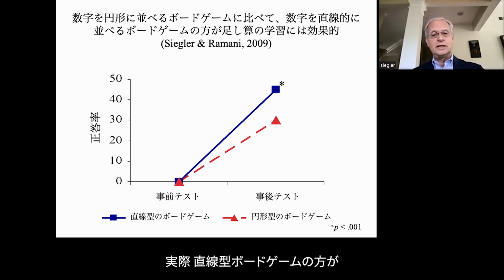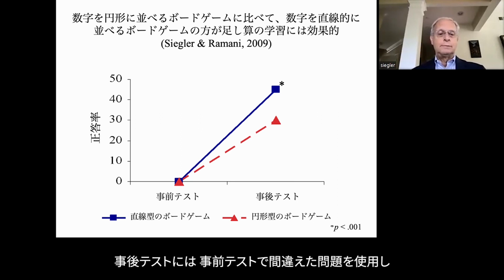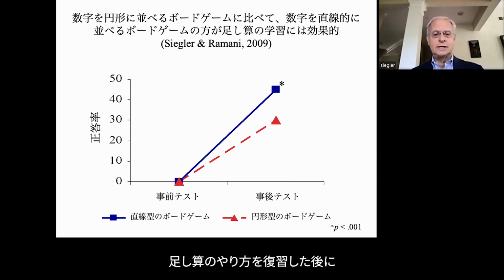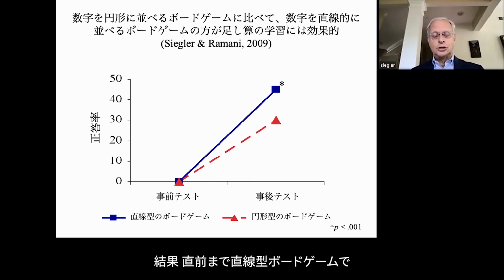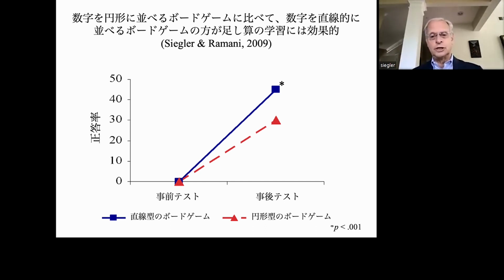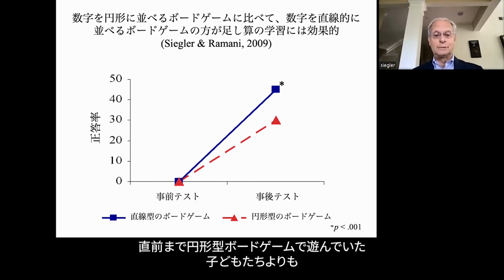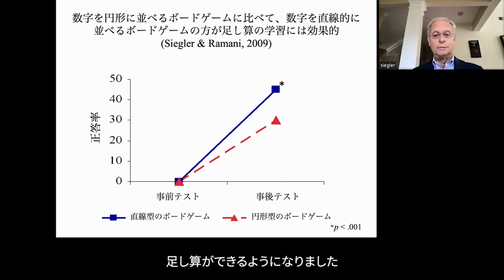And as you can see, there was much more transfer to addition too. So we took problems that the children didn't know on the pretest, simple addition problems, and we presented feedback on them. And children who had previously been in the linear board group condition learned more of the arithmetic problems than children who had been playing the circular board game.